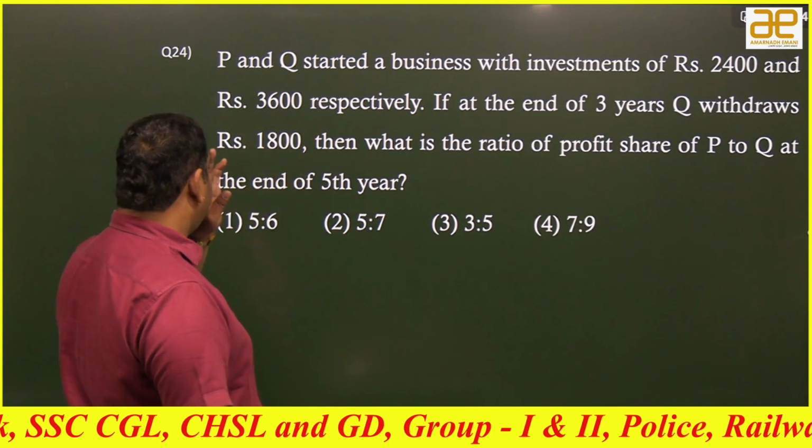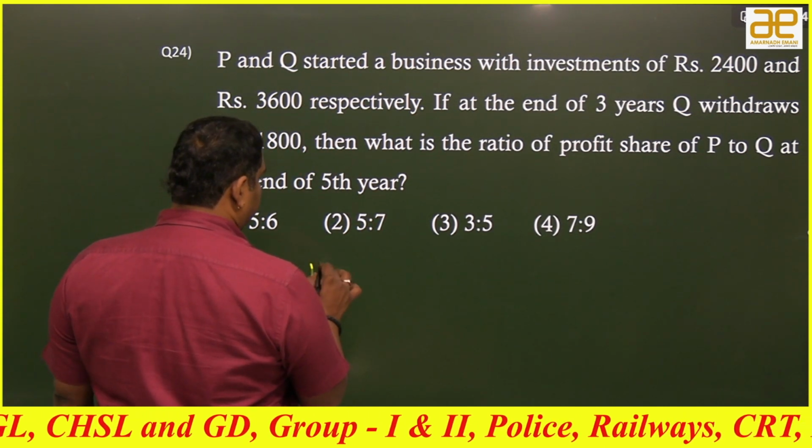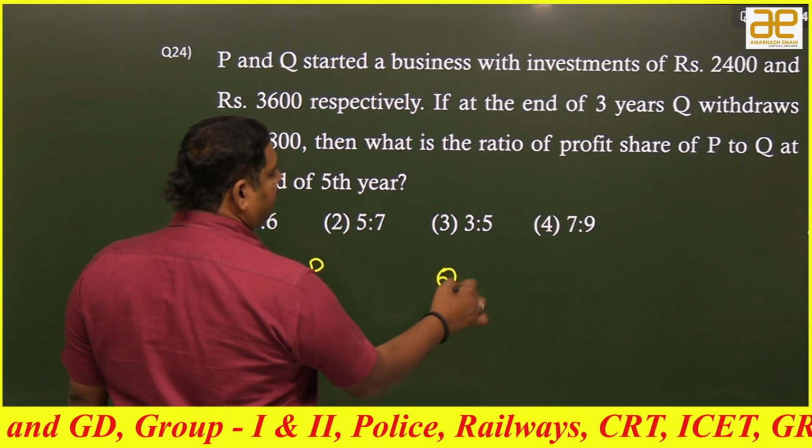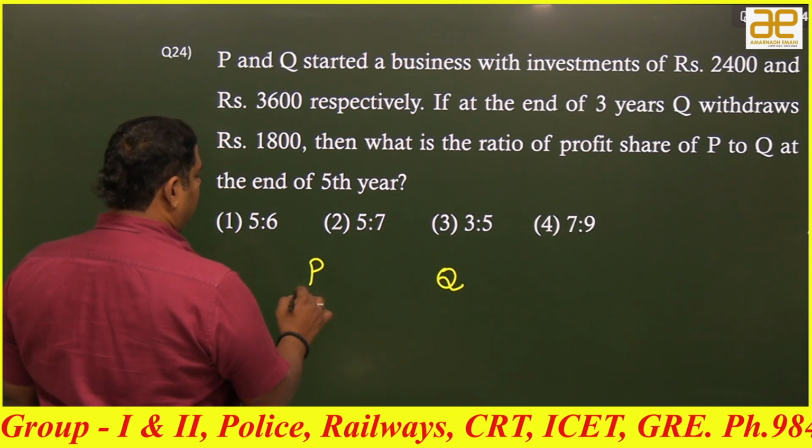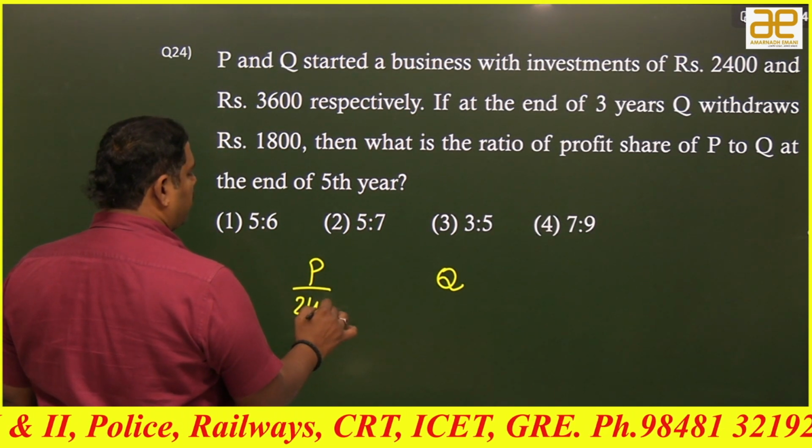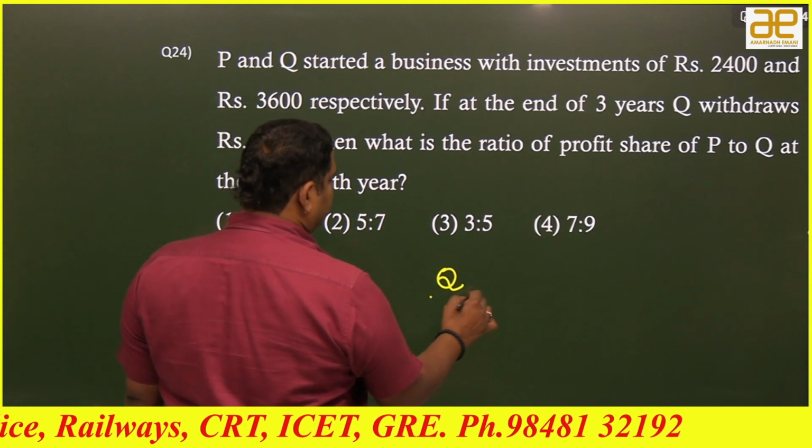So actually if you observe, P and Q started the business. P invested how much? 2,400. Whereas Q invested how much? 3,600. Happy.